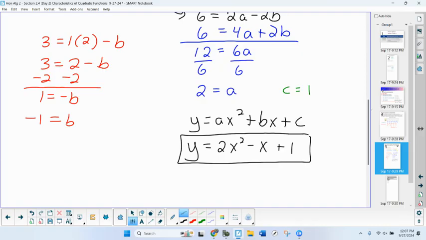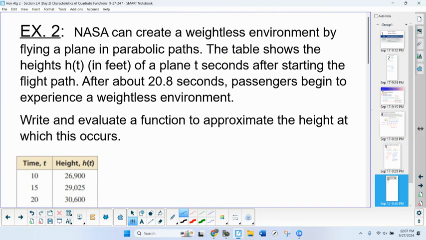All right. NASA can create a weightless environment by flying a plane in parabolic paths. So, what they tell you? Parabolic, so it's what? Quadratic, all right? The table shows the height in feet of a plane t seconds after starting the flight path. After about 20.8 seconds, passengers begin to experience a weightless environment. Write and evaluate the function to approximate the height at which this occurs. So, first thing it wants you to do is what?